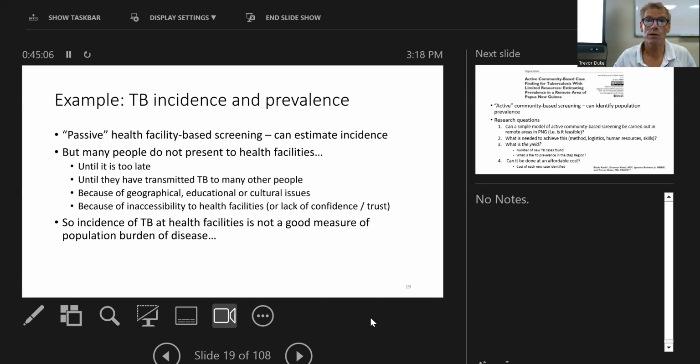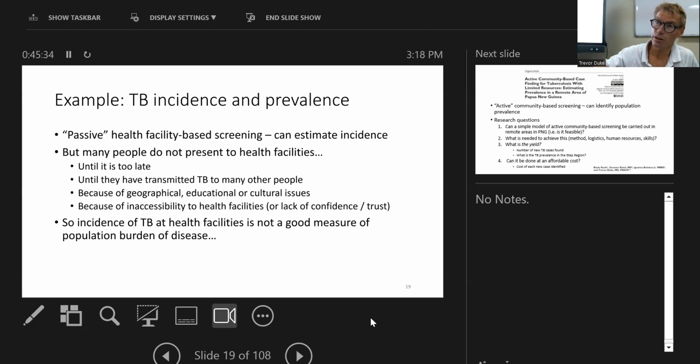Yeah, the patient has to come to us with symptoms, right? And then we make the diagnosis, right? That's passive. It's not passive on the part of the patient, but it's passive on our part, right? We are waiting for the patient to come to us, right? And that's a good way of estimating incidence, because it's the incidence of new cases that are diagnosed. But it's not a good way of estimating prevalence, right? Because of all the patients that don't come to us, right?